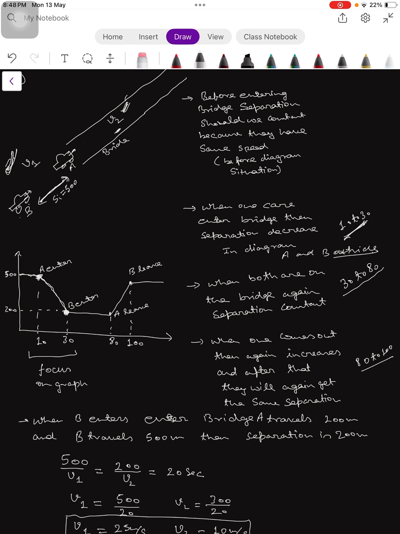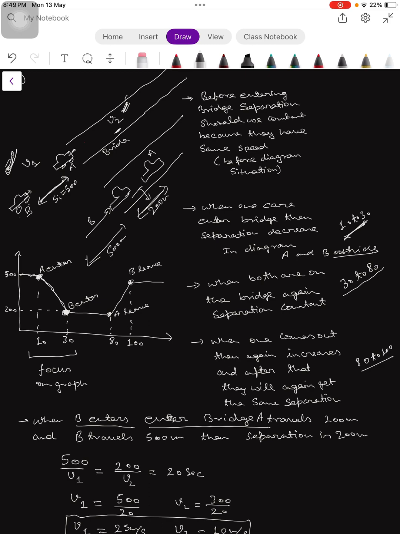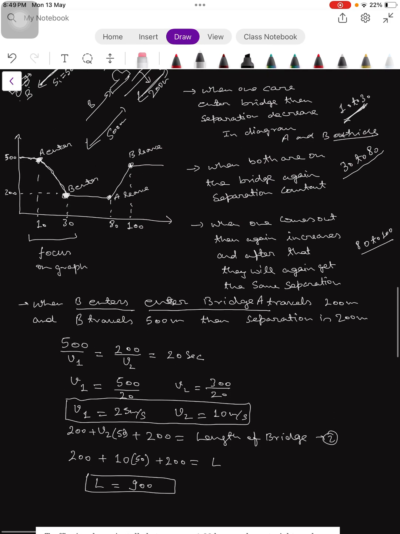If we observe the line, here B enters the bridge, here A enters, here A leaves, here B leaves. When B enters the bridge, A has traveled 200 meters. In the next diagram, A is there, and B is just about to enter. What is the separation? This separation is 200 meters. So B travels 500 meters in the same time in which A travels 200 meters.